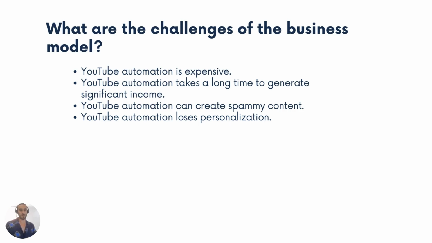And then lastly, YouTube automation can lose personalization. So with everyone trying to do this, there's a lot of AI content out there. I could see that going into the future, a lot of people are going to have a preference for real human content as opposed to this sort of automated content. There might be some potential challenges with that kind of thing going forward, how to actually add more personalization or more human elements to these automated videos, right?